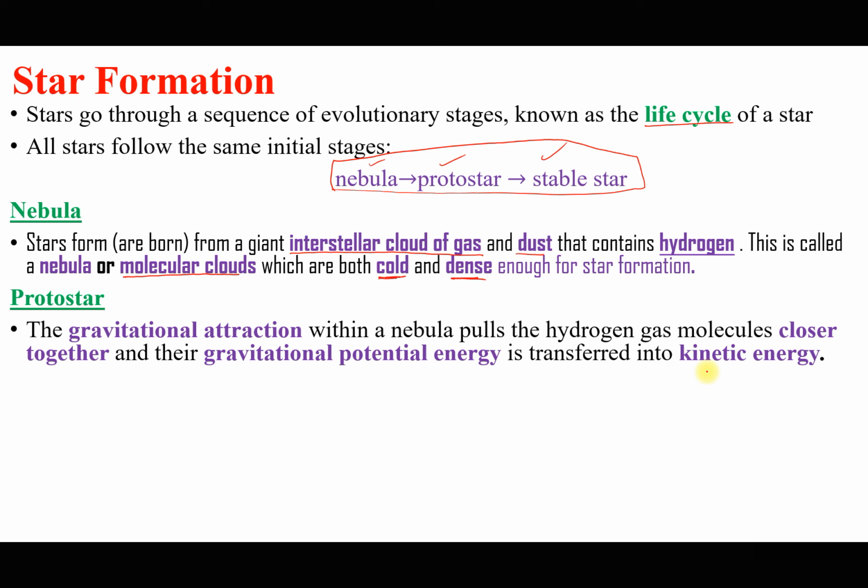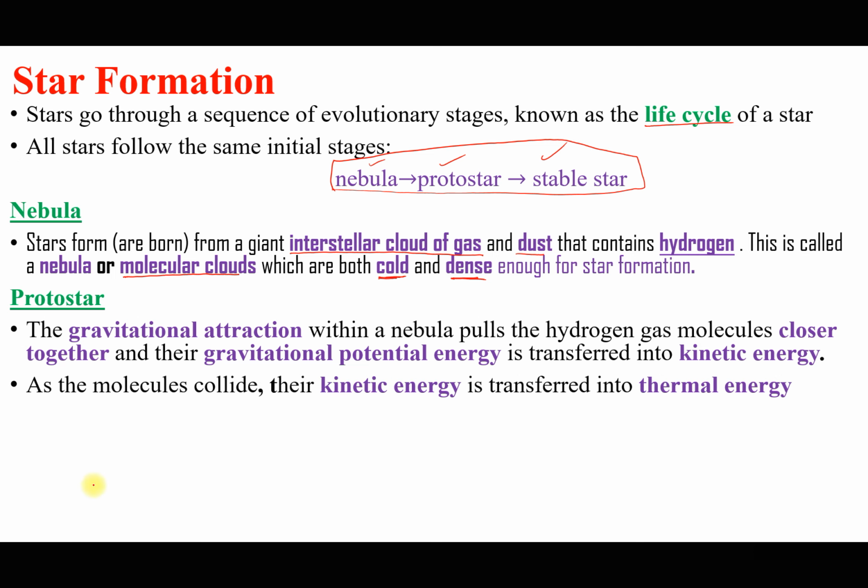So as the hydrogen gas molecules are pulled close to each other, when they come closer, they lose their gravitational potential energy. Remember, gravitational potential energy is maximum at infinity. So when the molecules are brought closer together, they lose their gravitational potential energy and they gain kinetic energy. So the gravitational potential energy is transferred into kinetic energy.